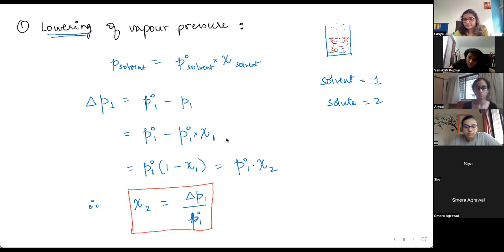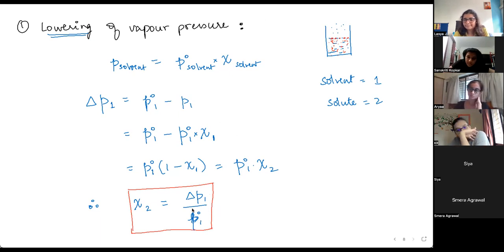How did we get each step? The main thing you need to be careful about is that the concentration of the solute is equal to the change in vapor pressure of the solvent upon the vapor pressure of the pure solvent.